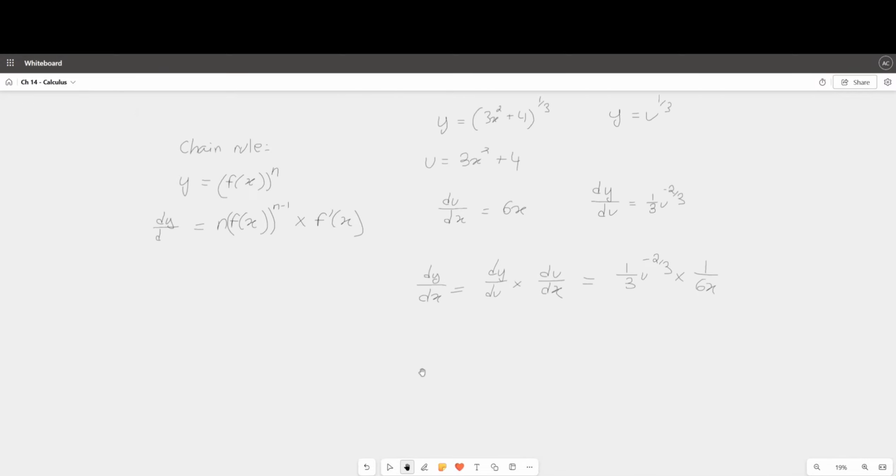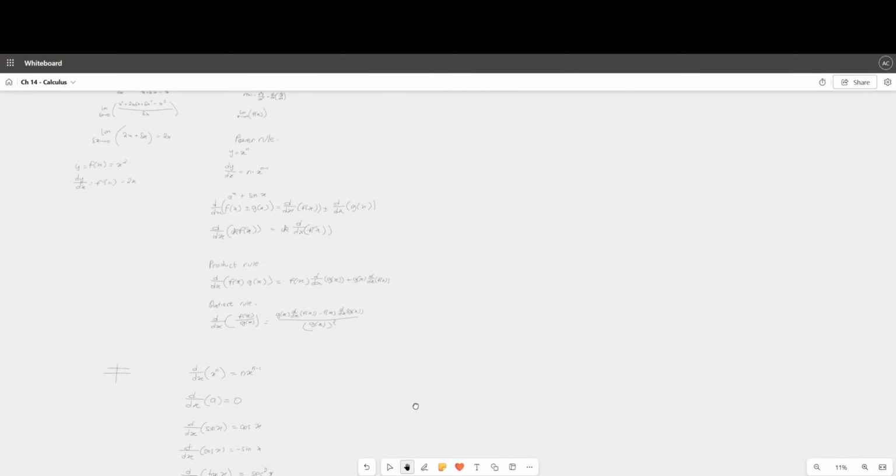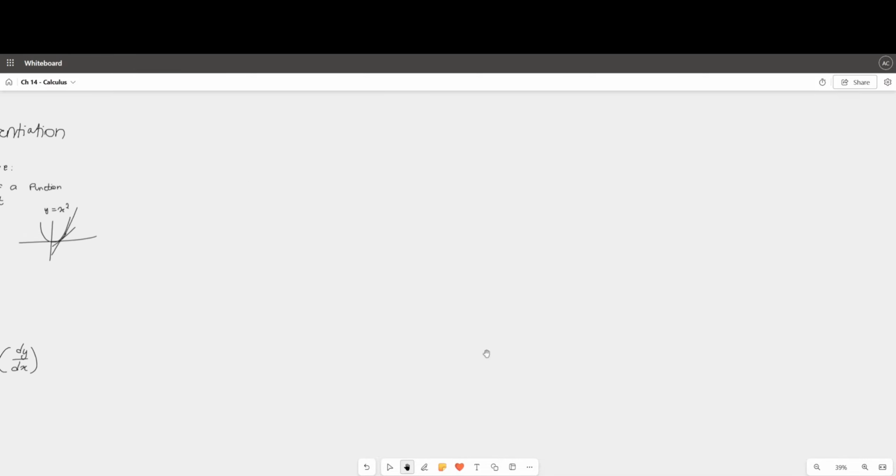Now if we come to more applications of differentiation, so we did the algebra. Now what is differentiation used for? Well, we find the gradient, right? But what is the gradient of a curve? Well, it's also the gradient of a tangent. So assume this is a tangent, like this. We're assuming this is a tangent of the curve.